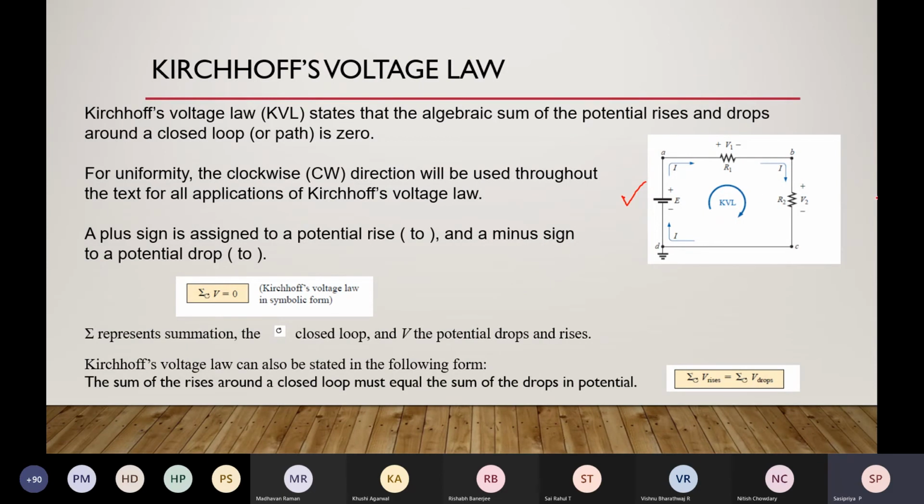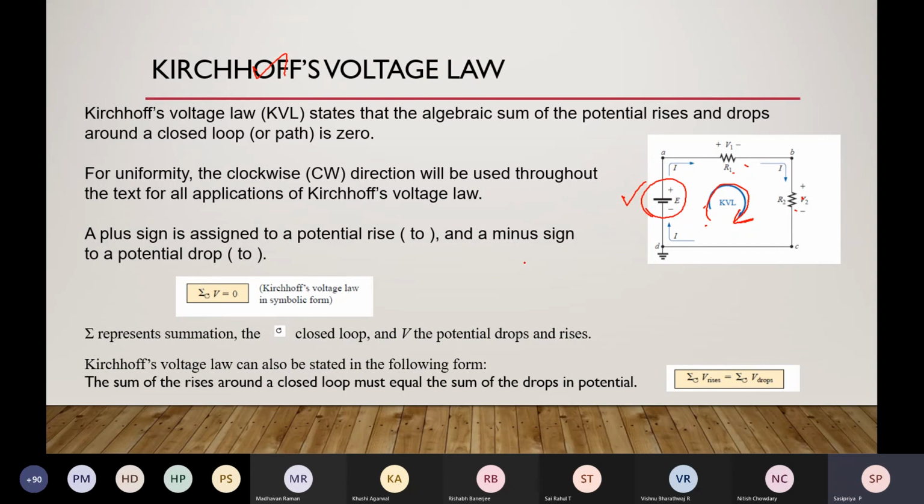Now the statement as per the scientist Kirchhoff is that the total voltage in any closed loop is equal to 0. Here, as discussed already, the voltage drop across these two will be equal to the total voltage supplied by this. So obviously it follows that statement, no? As per the KVL, the algebraic sum of the voltages in a closed loop is equal to 0.